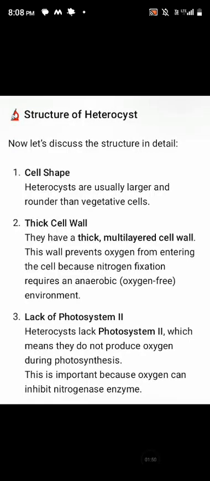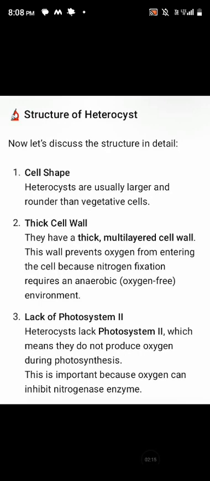Structure of heterocyst. Now let us discuss the structure in detail. First, cell shape. Heterocysts are usually larger and rounder than vegetative cells. Second, thick cell wall. They have a thick, multi-layered cell wall. This wall prevents oxygen from entering the cell because nitrogen fixation requires an anaerobic, oxygen-free environment.